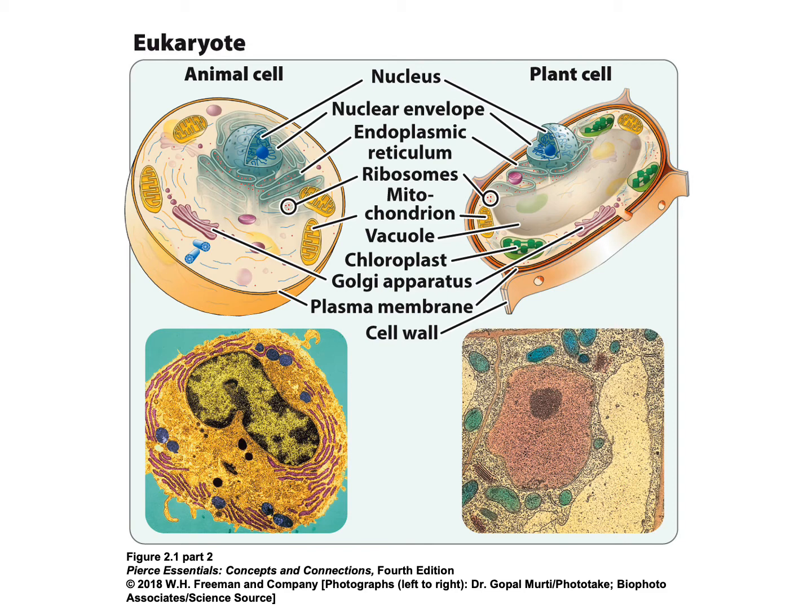The most important distinguishing feature of a eukaryotic cell is the fact that it has a nucleus, which is a specialized structure, an organelle, that houses the DNA or the genetic material for the cell.